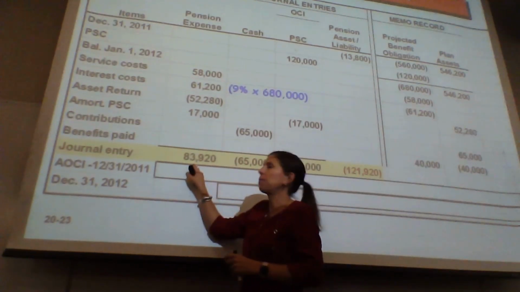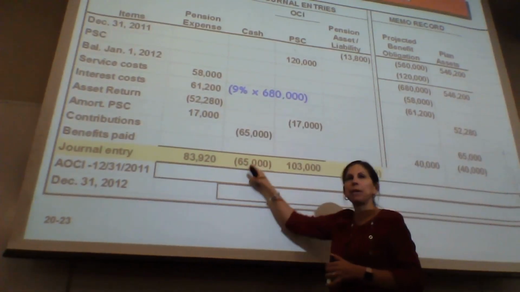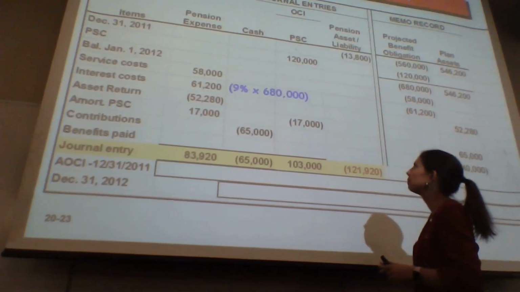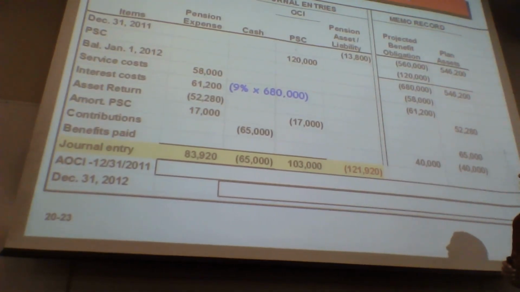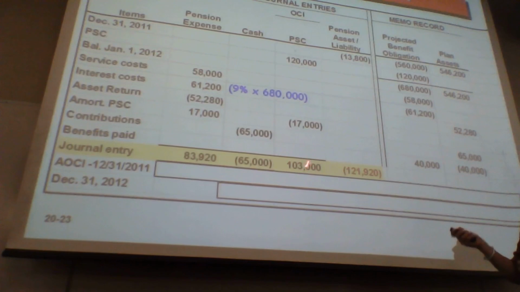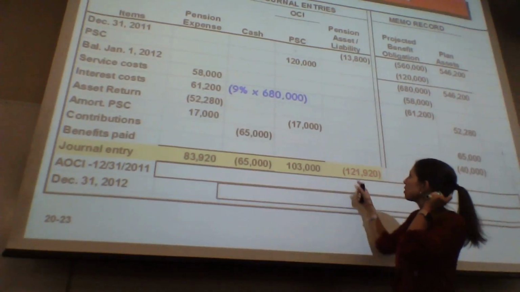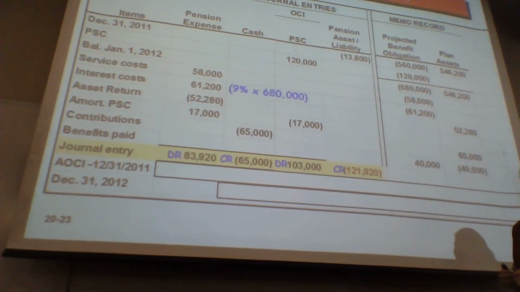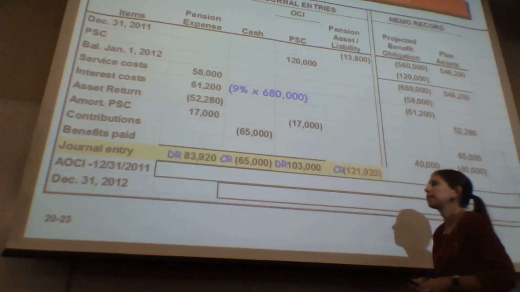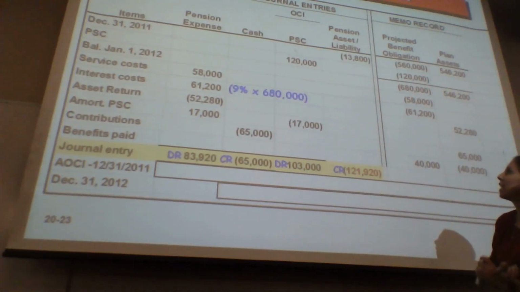Our pension expense is going to be a debit of $83,920. Cash will be credited $65K. Prior service cost is going to show a net debit, right? A debit of 120 plus a credit of 17, so it's a net debit of 103. And the plug here is the 121. Debit, credit, debit, credit. So we're going to debit pension expense, credit cash, debit OCI, and then credit the pension asset liability.